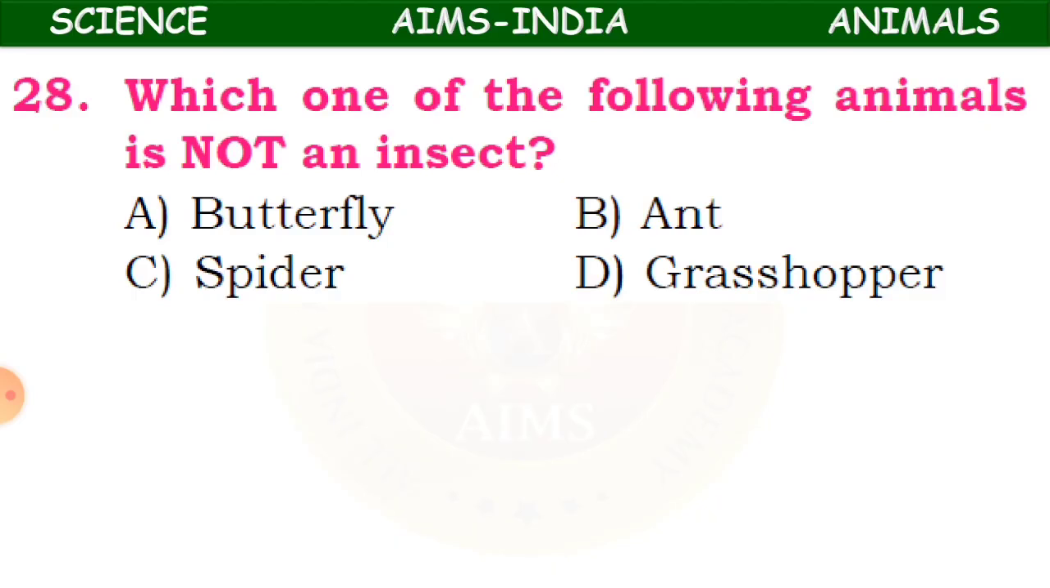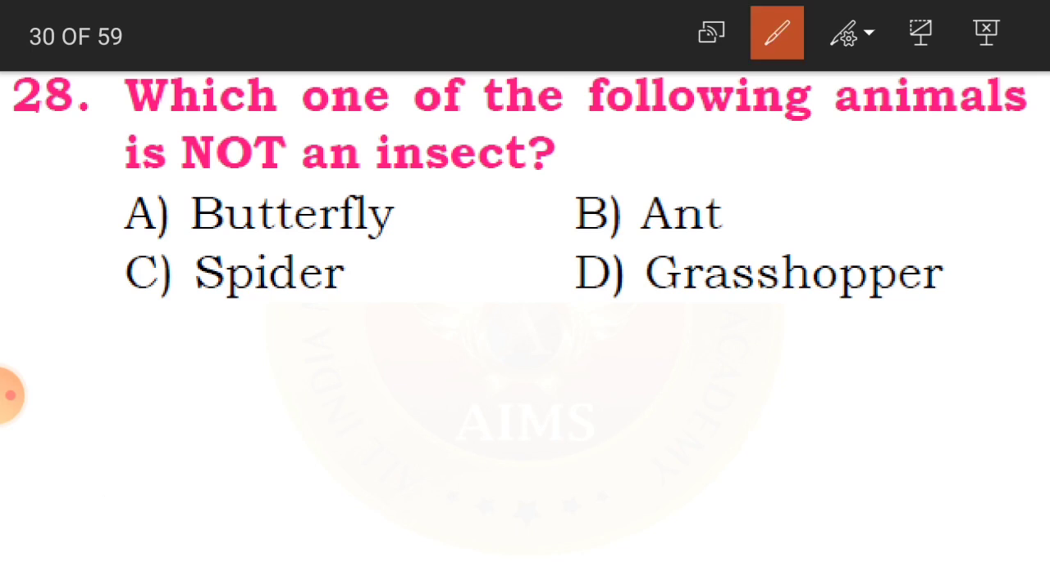Which one of the following animals is not an insect? See, children, observe very carefully. Which one is not an insect? The options are butterfly, ant, grasshopper and spider. If you see, mostly all four look the same. But for an insect, you have one quality. What is that? Every insect has got 6 legs.